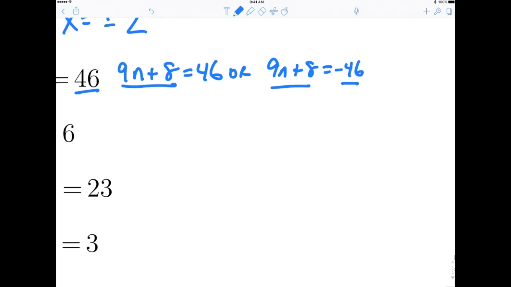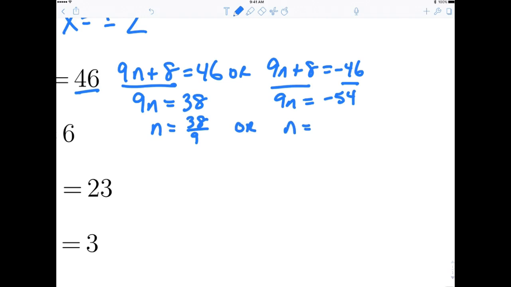Here's what I want from you guys. 9n equals what? 38. N equals 38 over 9. Any questions or concerns with that? Oh, minus 8. Come on, come on. Before you put your hand up, think clearly. Then 9n equals negative 54. n equals -6. Somebody having an issue with that?